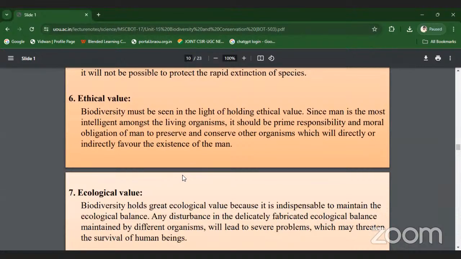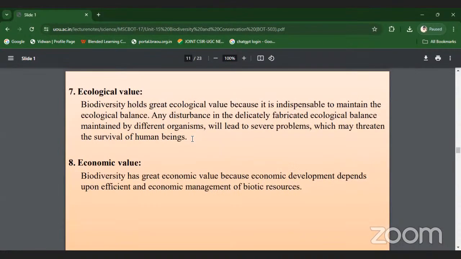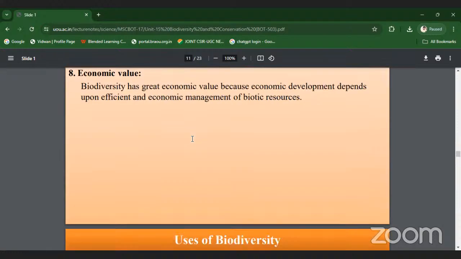So, ethical value. Biodiversity must be seen in the light of holding ethical value. Since man is the most intelligent among the living organisms, it should be the prime responsibility and moral obligation of man to preserve and conserve other organisms, which will directly or indirectly favor the existence of man. Just now we discussed what happens if we do not focus on diversity: ecological value and economic value.